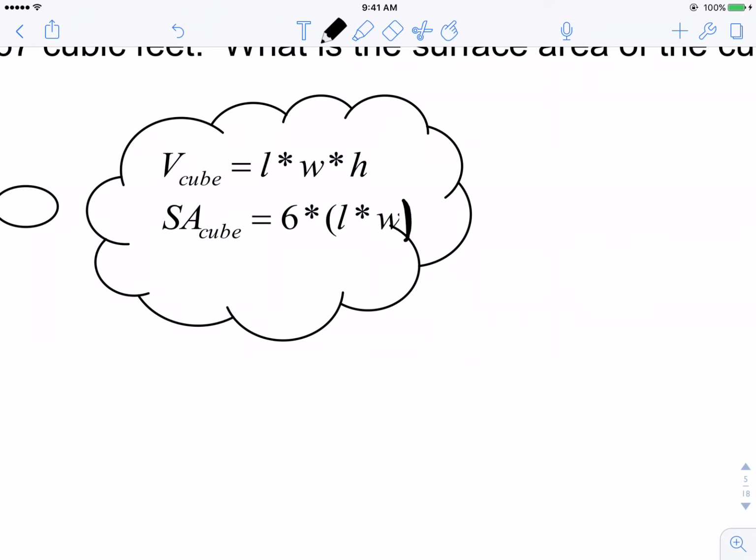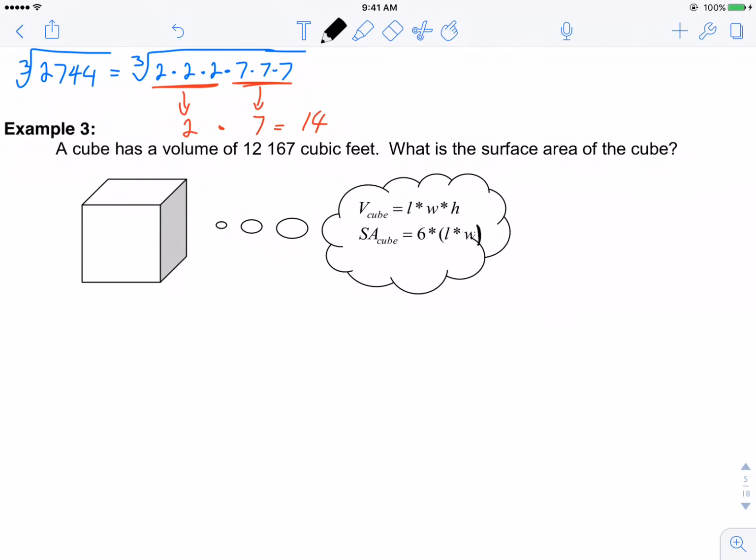Well, this is missing a bracket here, so I'm just going to put that in. So here's our cube. We know that it has a volume of 12,167 cubic feet. Well, now what? If we need to figure out what the surface area is, we need the length and width. Knowing that this is a cube, our length and width and height are all the same. X by X by X. And we need to find out what X is.